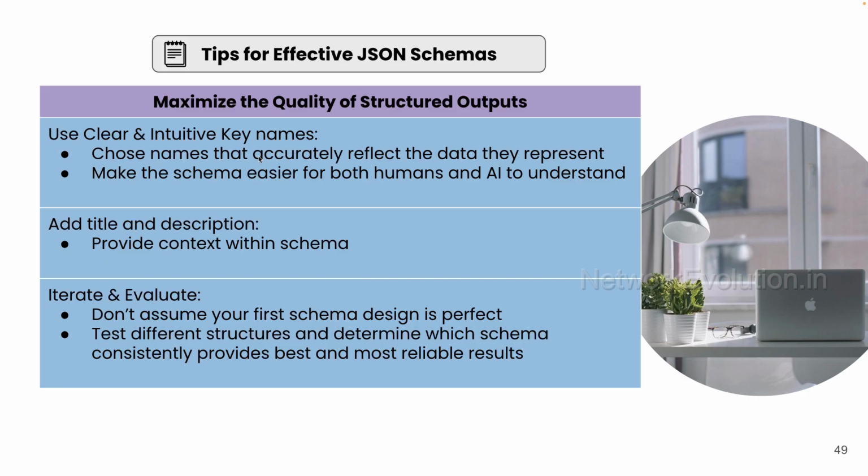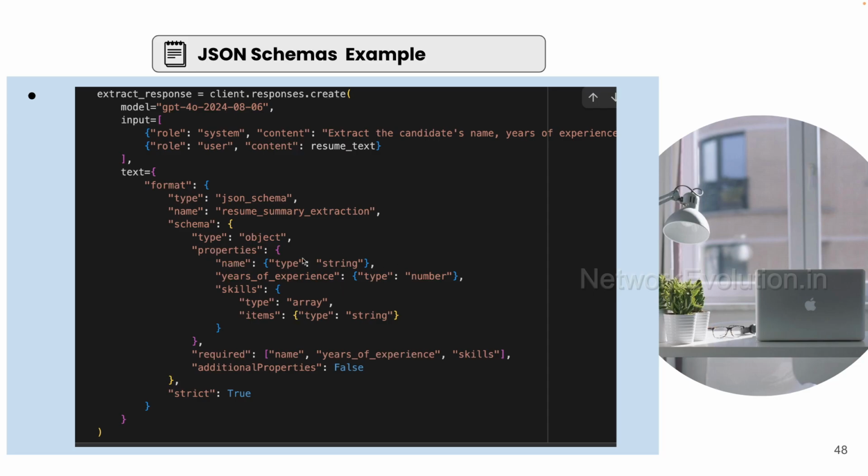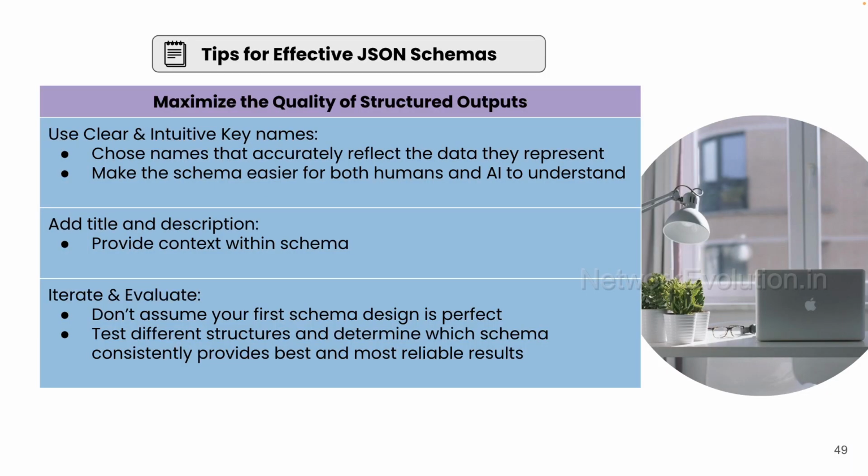So choose names that accurately reflect the data they represent and make the schema easier for both humans and AI to understand. Then add title and description. Here we're just giving the name, that is enough because it is explanatory. In the next example, the stock price, we will even give ticker symbol examples to the model using description. Then iterate and evaluate. Don't assume your first schema design is perfect. Test different structures and determine which schema consistently provides the best and most reliable result.